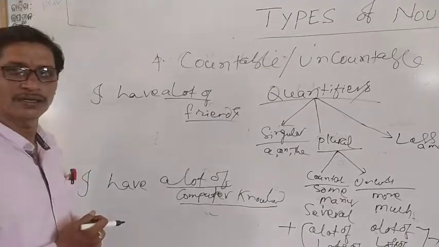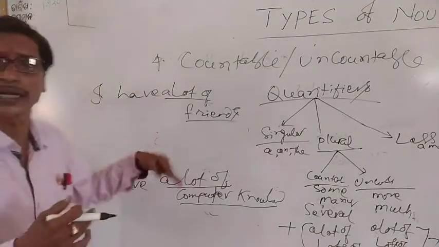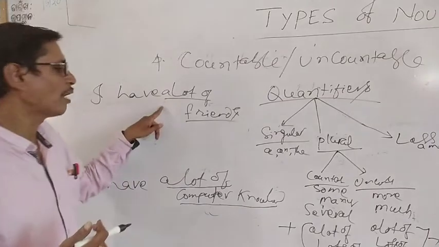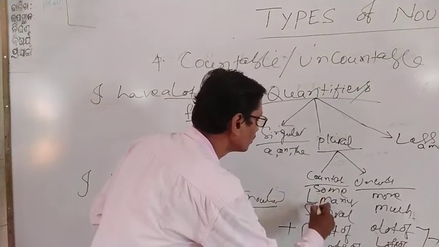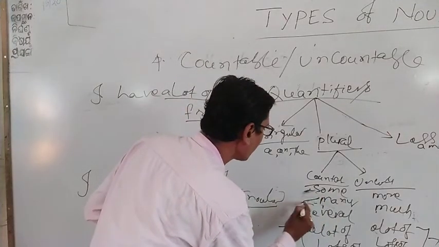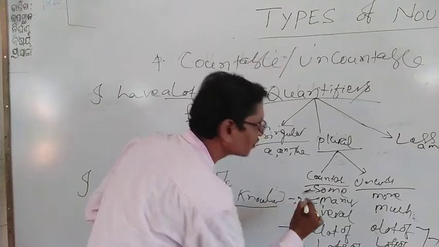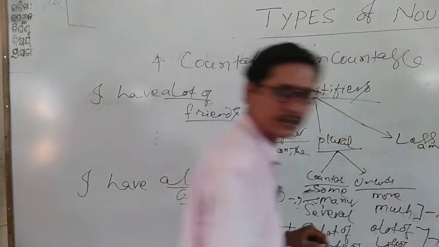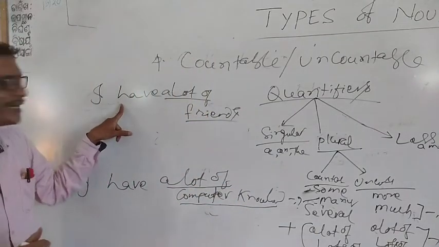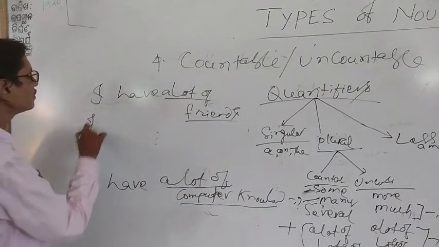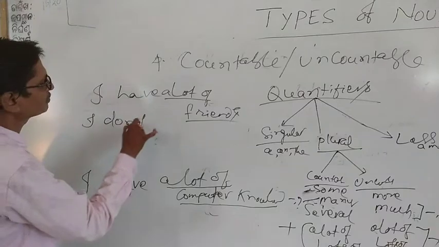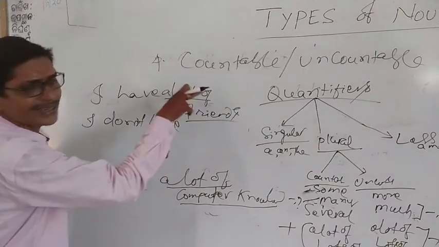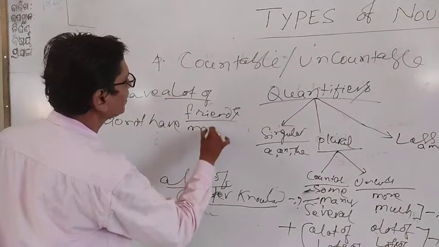affirmative sentences. But when we make it negative or interrogative, for countable nouns we will use many, for negative and for questions, and much for negative and for questions. Suppose we make it negative. I do not have... We cannot write a lot of, many friends.